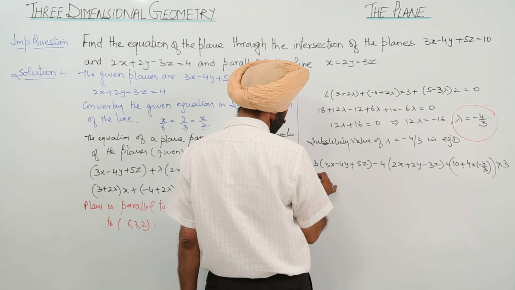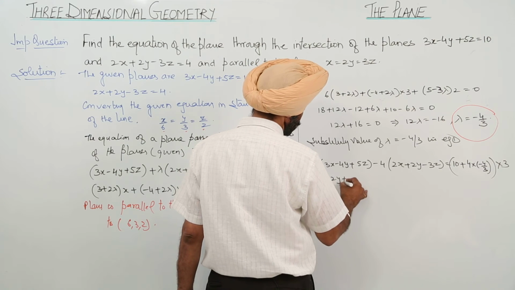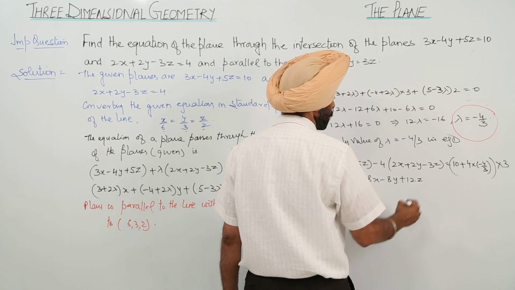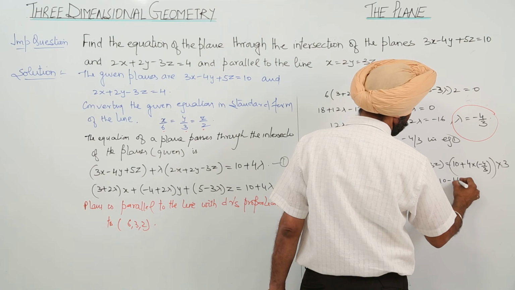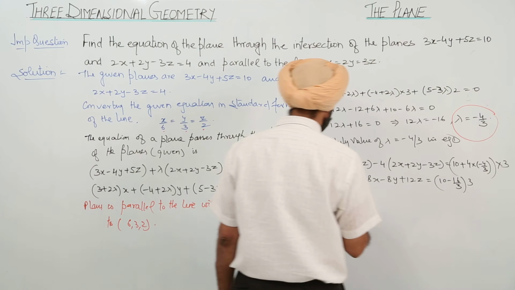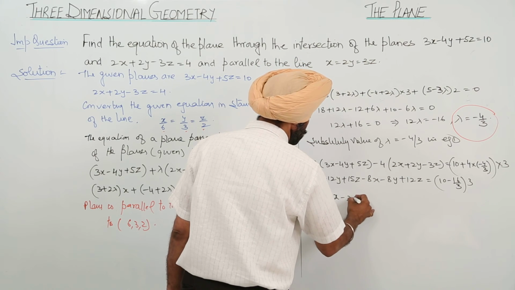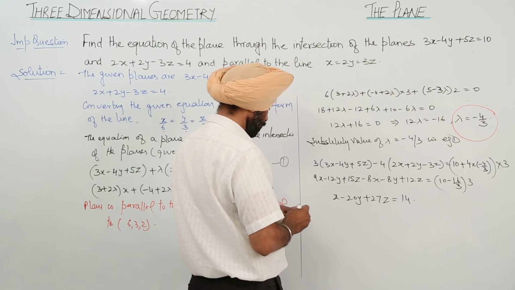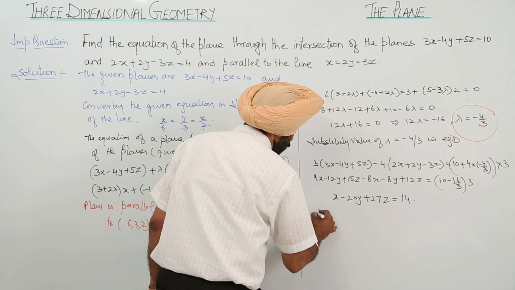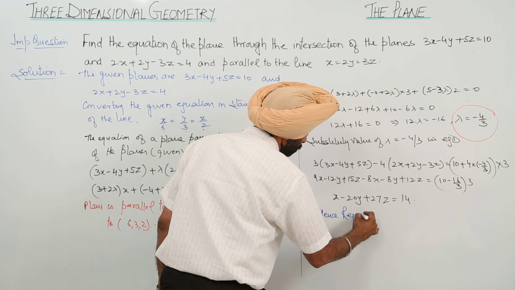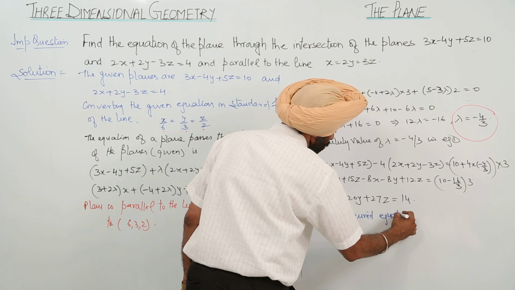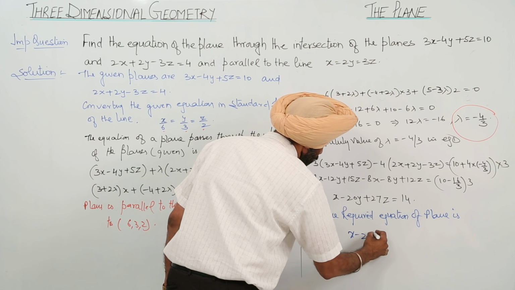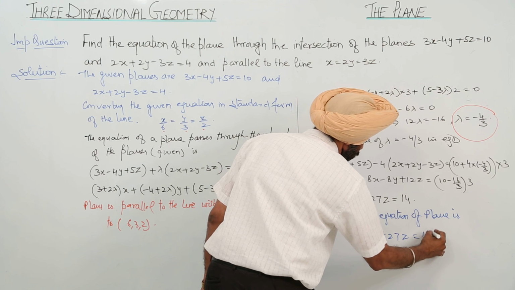Okay, so what are we getting now? 9x minus 12y plus 15z minus 8x minus 8y plus 12z is equal to 10 minus 16 upon 3 with 3. Now we are getting x minus 20y plus 27z is equal to 40. Hence the required equation of the plane is x minus 20y plus 27z is equal to 40. This is the answer.